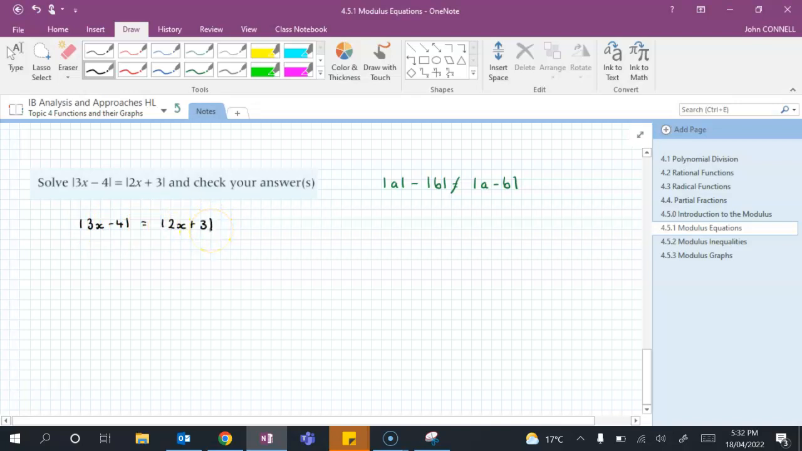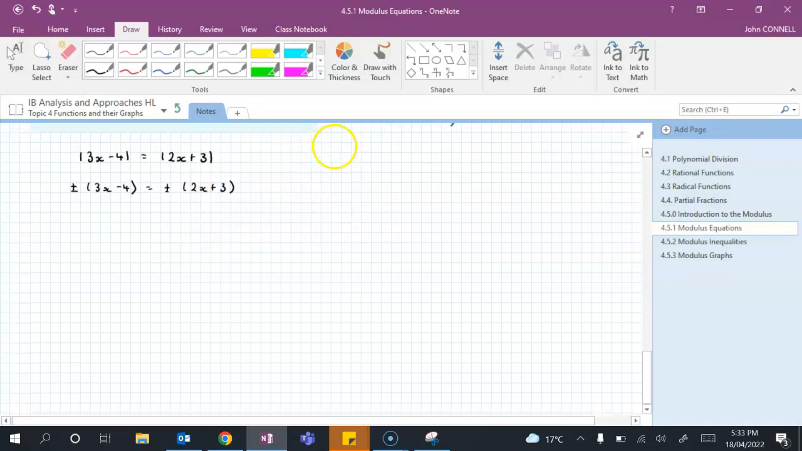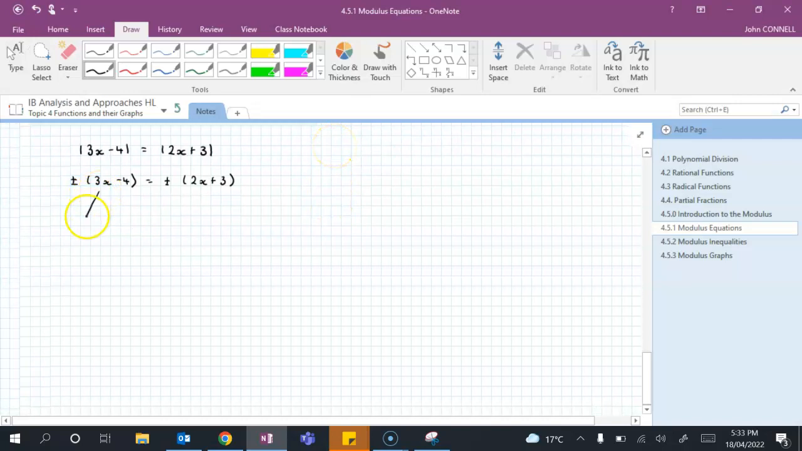So, really, if we remove the modulus, we should put a plus or minus on both of them. So if I take away the modulus of 3x take 4, well, that means I could have had just positive 3x take 4, or I could have had the negative of 3x take 4. If I take away the modulus of 2x plus 3, I could have had the positive of 2x plus 3, or I could have had the negative of 2x plus 3. Now that leads us to 4 equations.